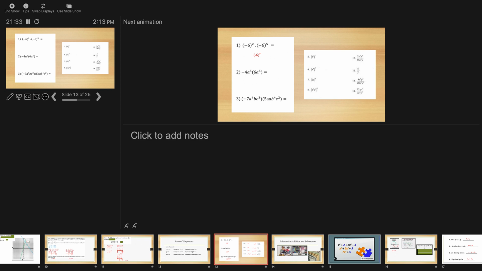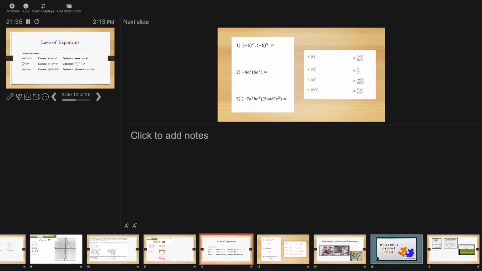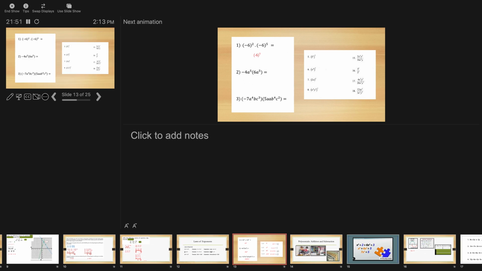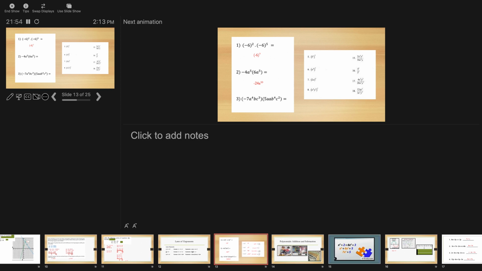Let's go back and look at this here. Ready? See, here's my common base. Think of x as anything, because that's what a variable represents. So anything to the a times that same anything to the b is going to be that same anything to the a plus b. In other words, the base stays the same throughout the problem. So that's why the base stays the same throughout the problem. The answer is negative 6 to the 7th power.